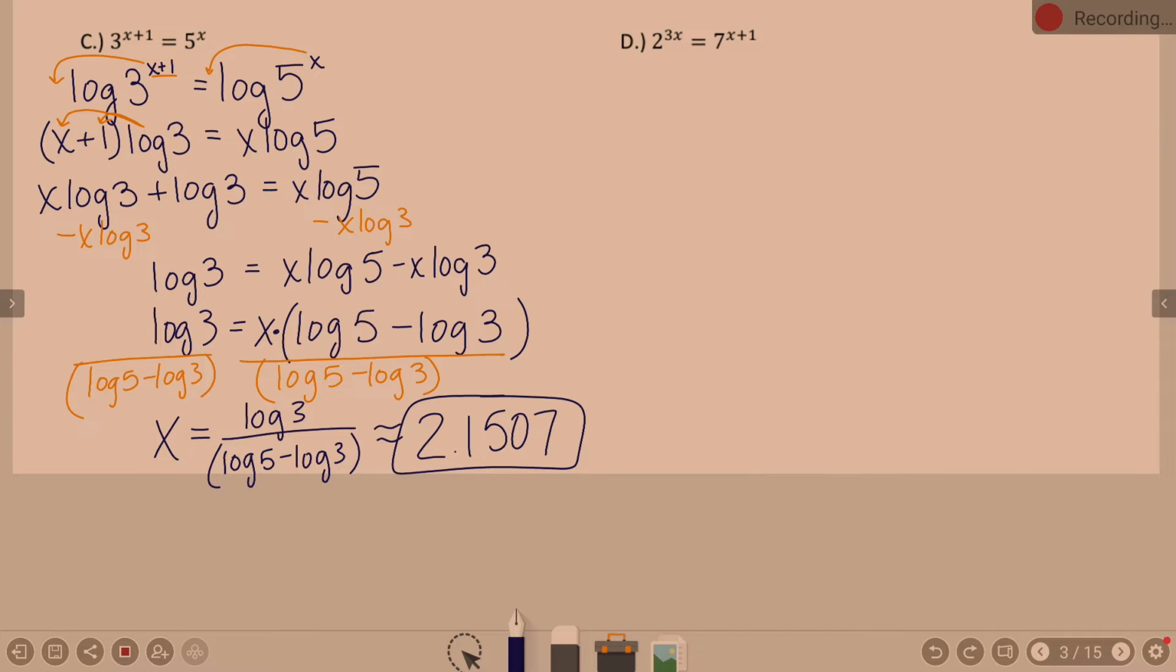Log. Take the log of both sides, right? So when we take the log of both sides, I'm going to rewrite this. Log of 2 to the 3x equals log of 7 to the x plus 1. What's the step after taking the log of each side?